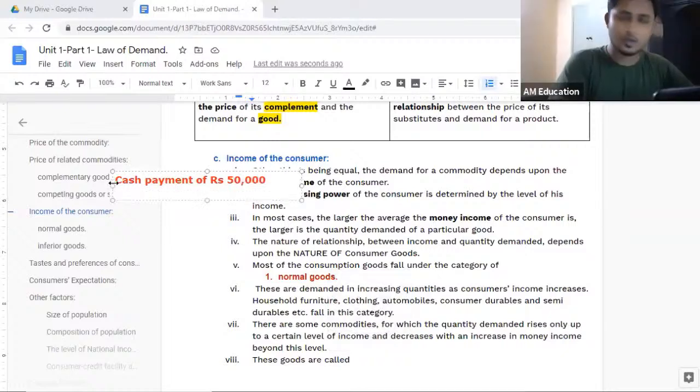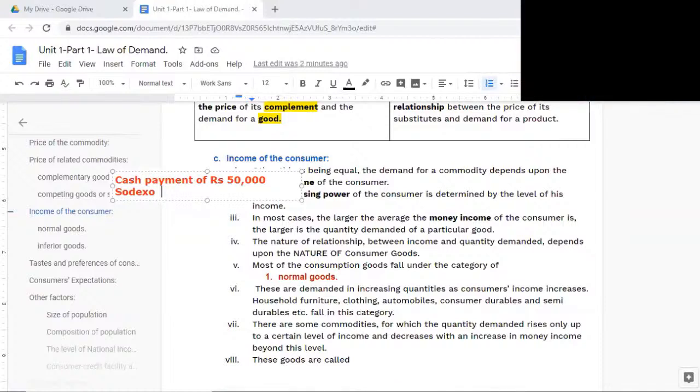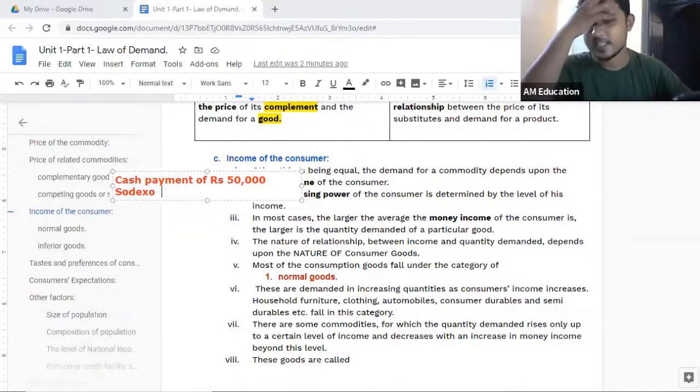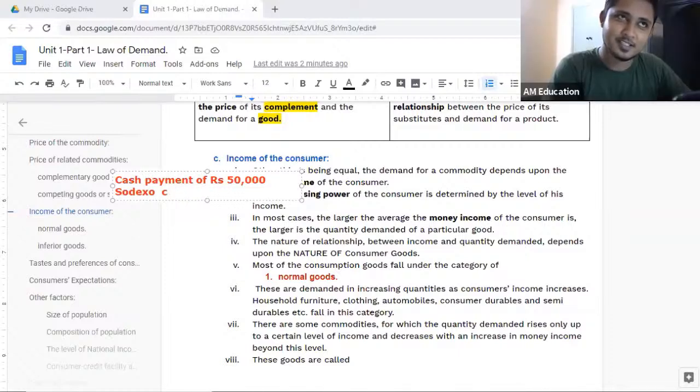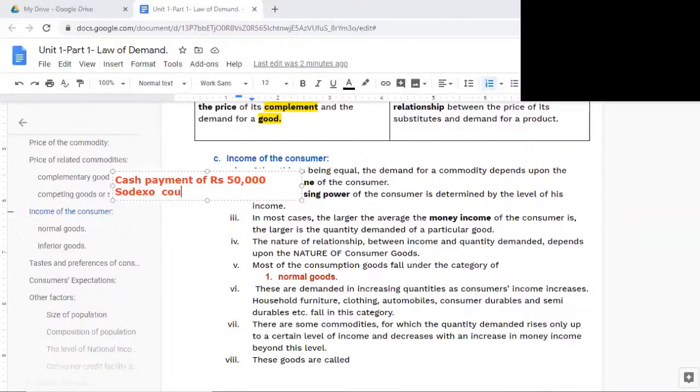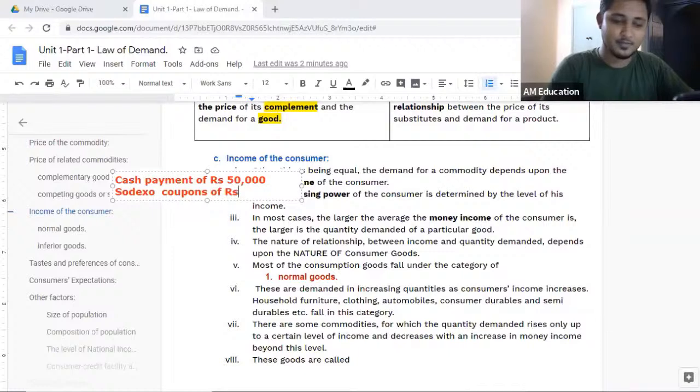50,000. Right, and then Sodexo, you know Sodexo, right? Sodexo is like coupons. In the canteen or any shop that accepts Sodexo, you can give this coupon instead of cash. Sodexo, the lunch coupon. Anywhere Sodexo is accepted, you can give this coupon and take the goods. So Sodexo coupons of rupees 5,000.